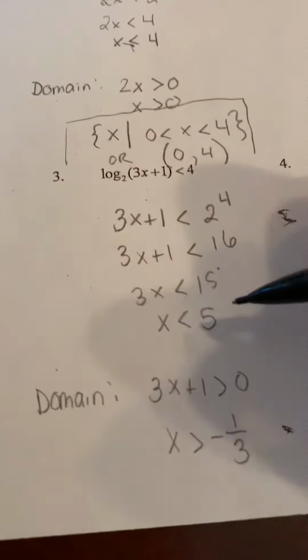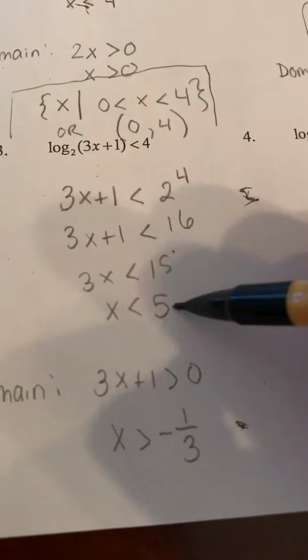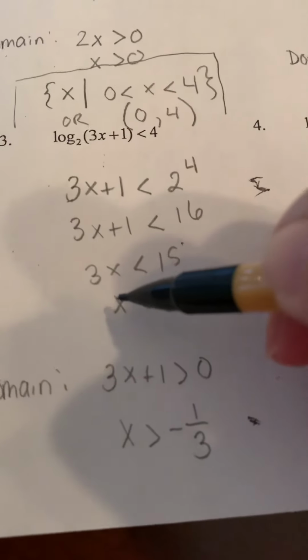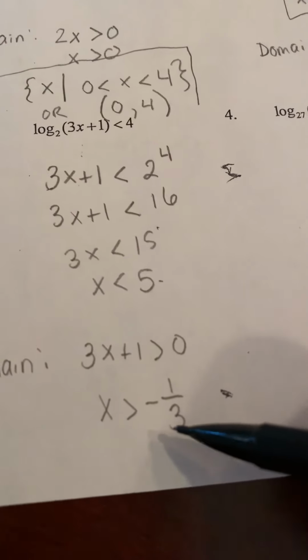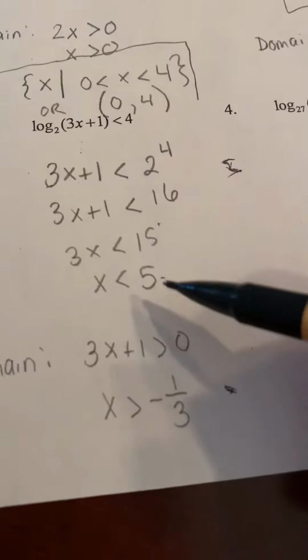So now let's analyze. My solution says I have to be less than 5. Well, remember, less than 5 would bring me to any negative values too. We don't want that. So my domain says I have to be greater than negative 1/3. So we'll put those together and that'll be my solution.